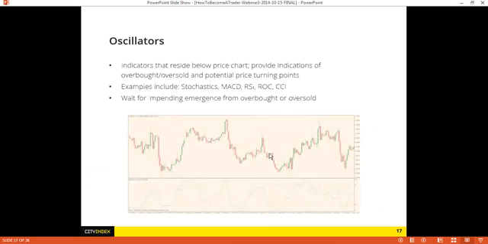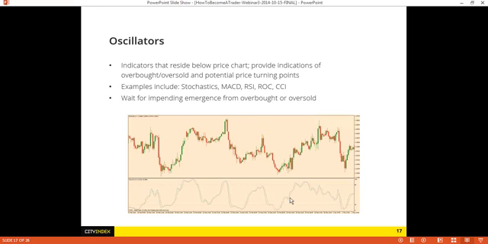Oscillators. I'm not going to really go through these, but I use stochastics and MACD all the time. They give indications of overbought or oversold, and they provide just an additional indicator in my confluence, just like the moving averages and the Fibonacci levels and the candlestick patterns. They give me some indication of where price may be, if it's completely oversold, if it's completely overbought, or if it's somewhere in the middle.